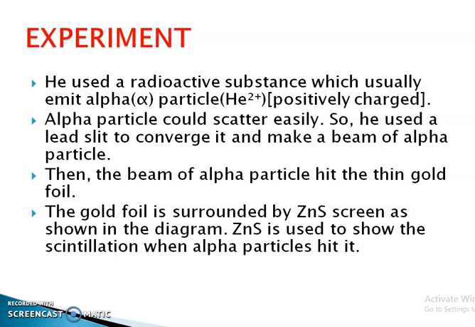We are using a gold foil, remember it. The gold foil is surrounded by a zinc sulfide screen as shown in the figure. Zinc sulfide is used to show the scintillations or flashes when alpha particles hit it, as I discussed.